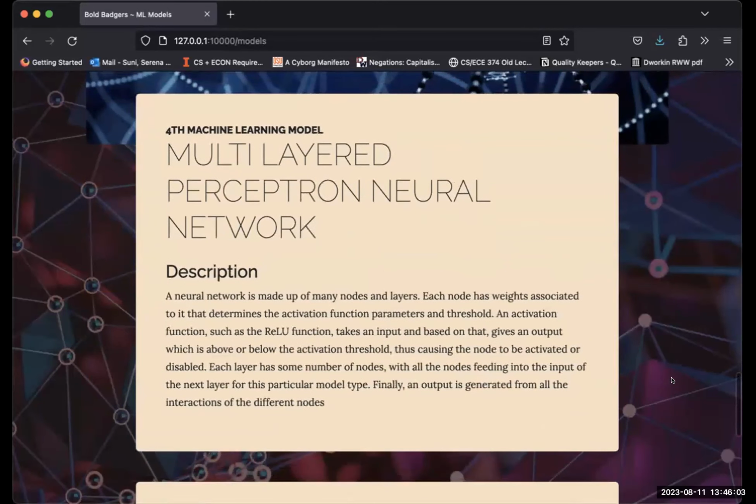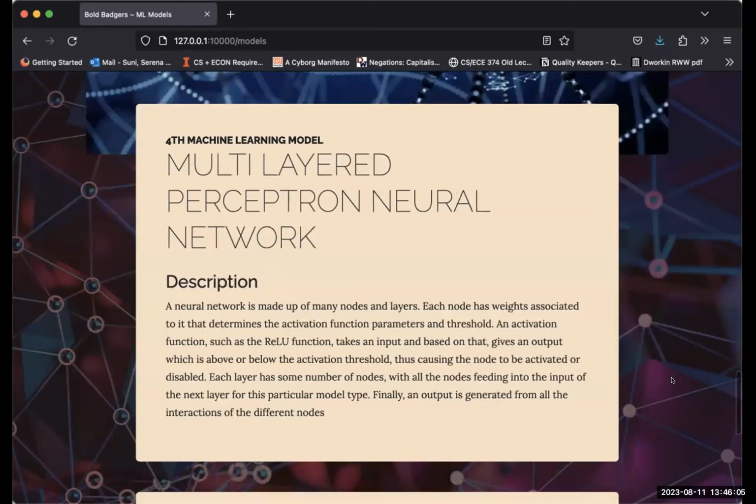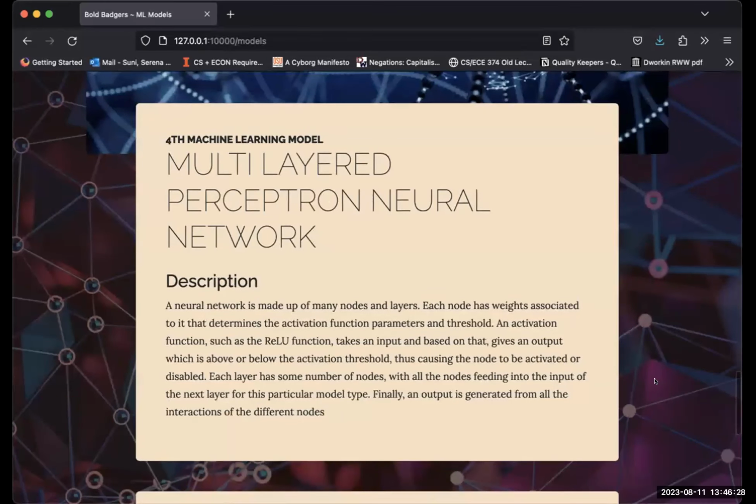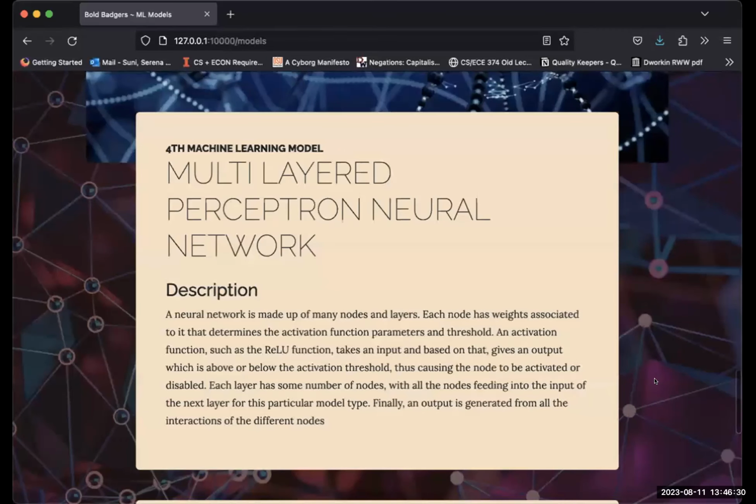Lastly, we researched multi-layered perceptron neural networks, or just neural networks. This is a type of machine learning model that's made up of many nodes and layers. Each node has a weight associated with it that determines the activation function parameters and the threshold. An activation function, such as the ReLU function, takes an input and based on that gives an output, which is above or below the activation threshold. And this causes the node to be activated or disabled.